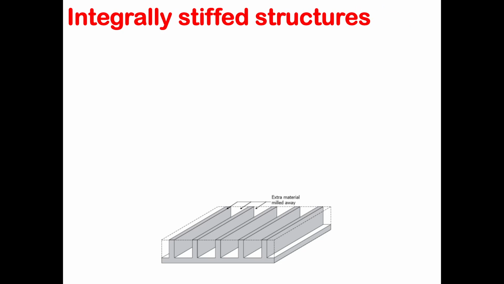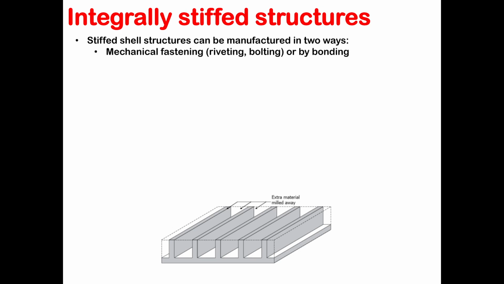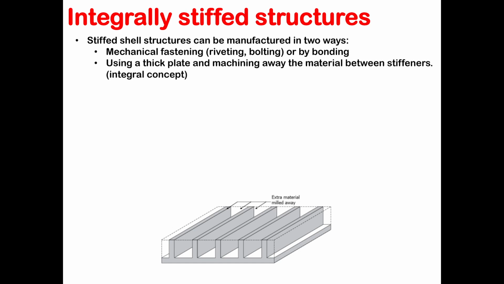Okay, another type of structure that has come to wide acceptance and wide use because of the CNC machines is the integrally stiffened structure, which is essentially a stiffened shell structure. A stiffened shell structure can be manufactured in two ways. First one is mechanical fastening, like riveting, bolting, or by bonding, or even welding, right? But we can also use a thick plate and machine away the extra material, the material between the stiffeners.